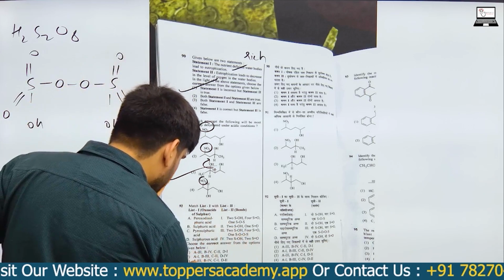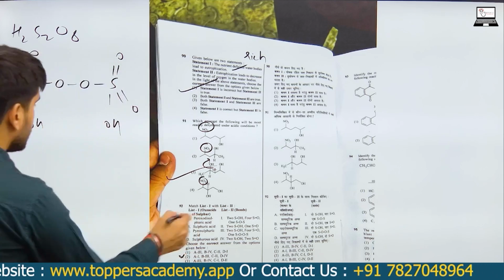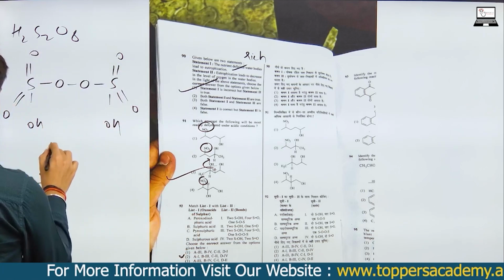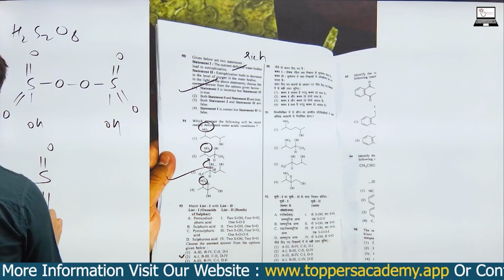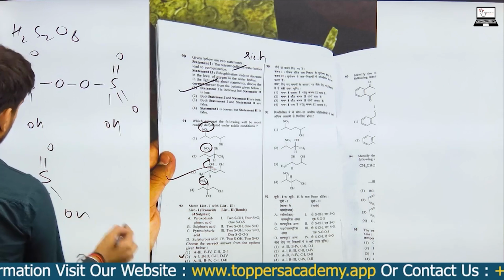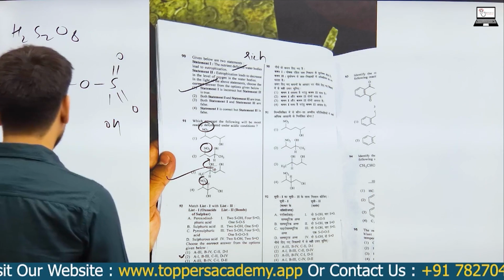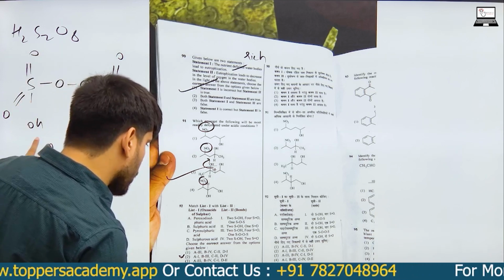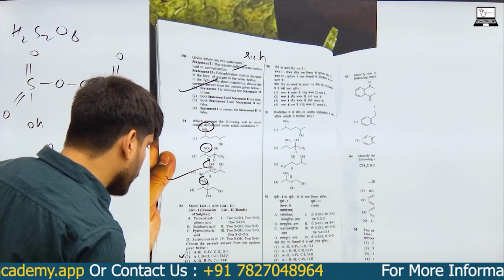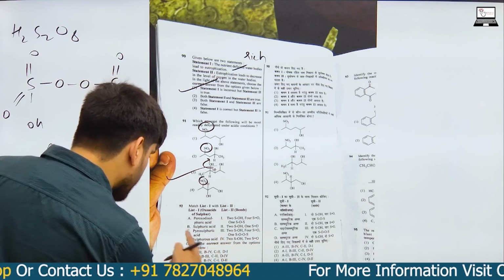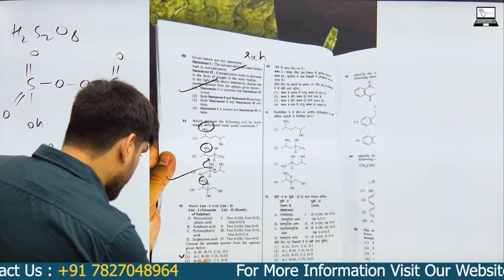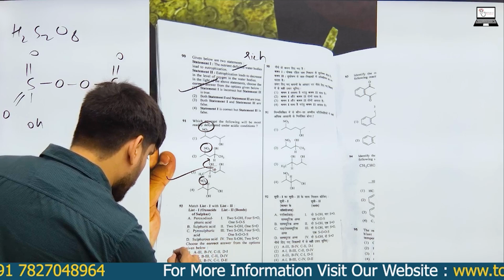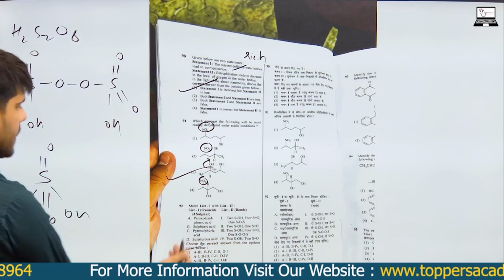So second is eliminated, fourth is eliminated. Let us see for sulfuric acid. Sulfuric acid is this. We know that it has 2 S-OH and 2 S double bond O. So that means B is going with 4. B is going with 4. So A is the right answer.